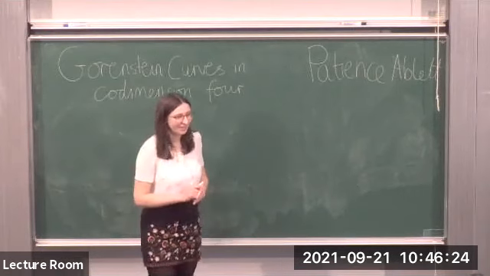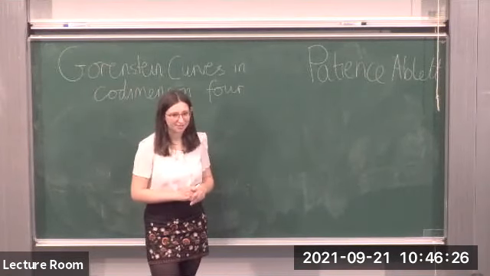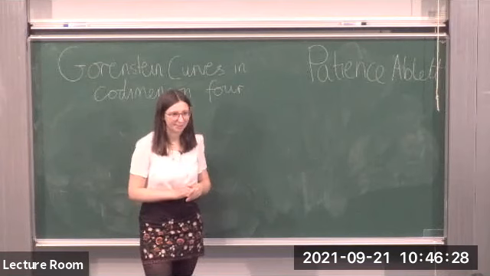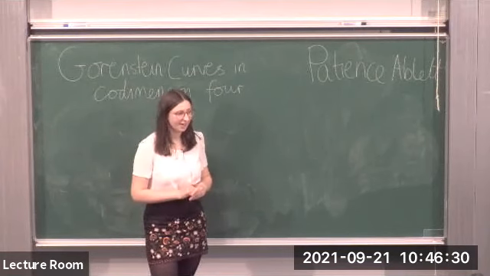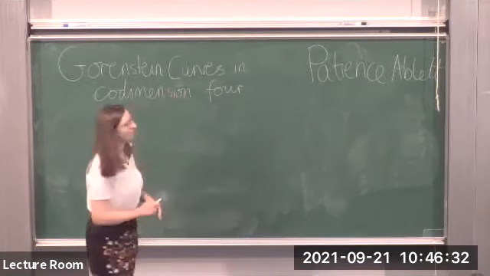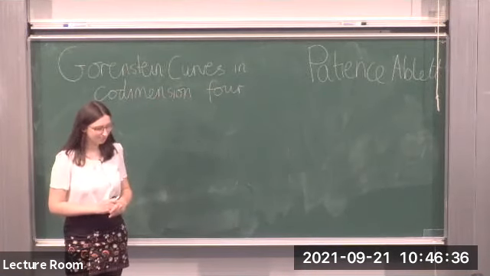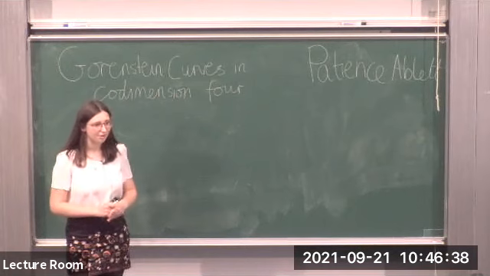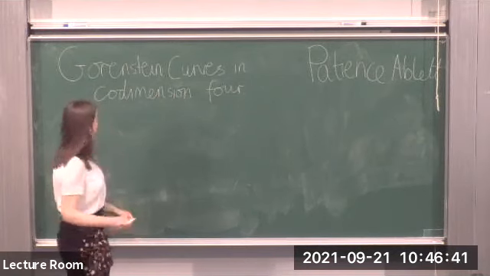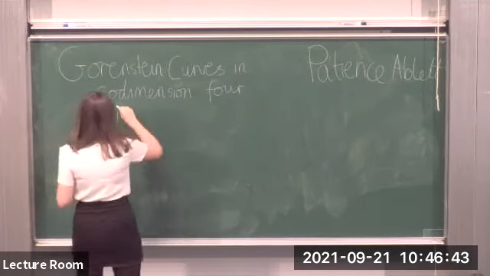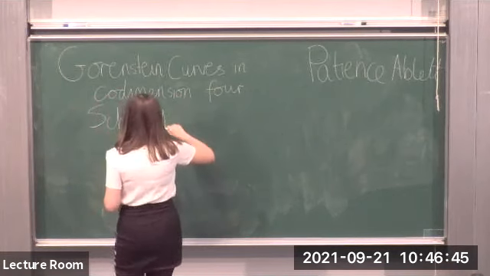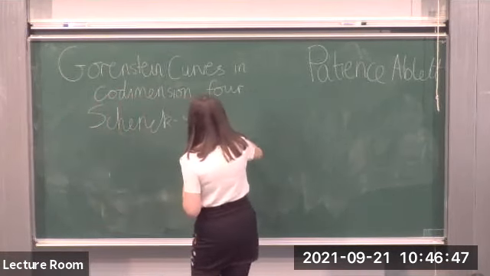Hi everyone. So today I'm going to talk a bit about some work I did with Miles Reid in my master's dissertation. So this is going to focus, as the title says, on Gorenstein curves in codimension 4. Our work follows on from a paper of Schenck, Stillman and Yuan.